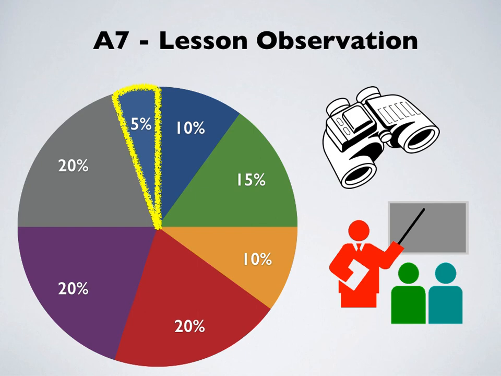The final assignment is a lesson observation. This is the only major assignment that is entirely completed outside of class time. For this assignment, you need to arrange a lesson observation in a math class with at least 1 student with an IEP.